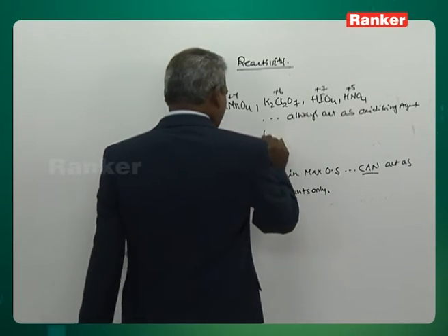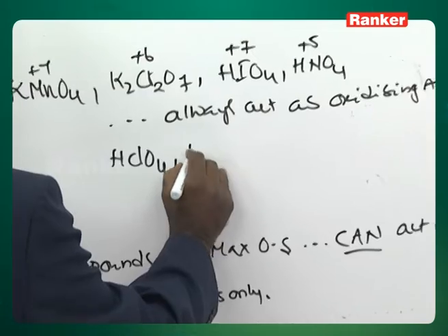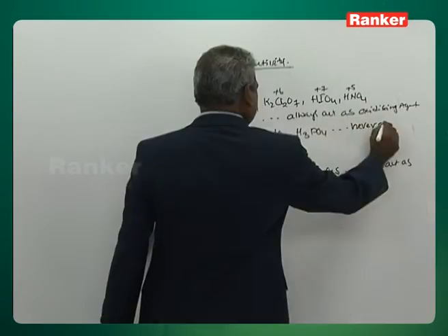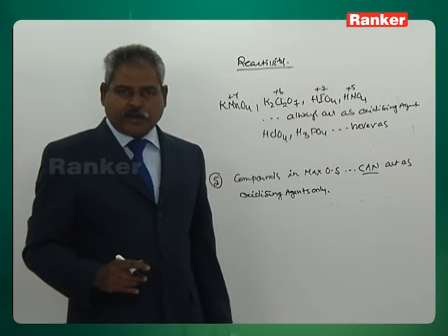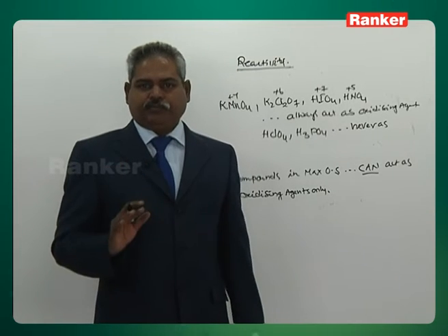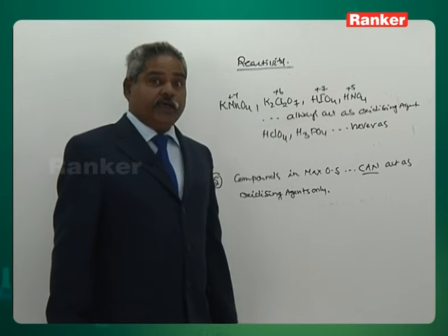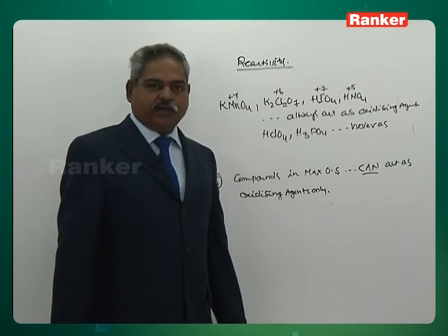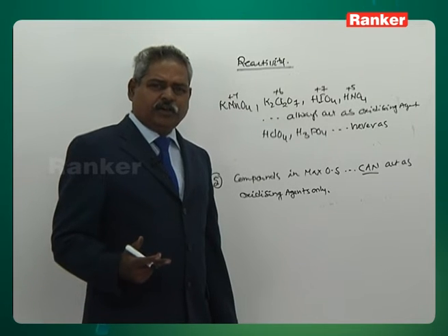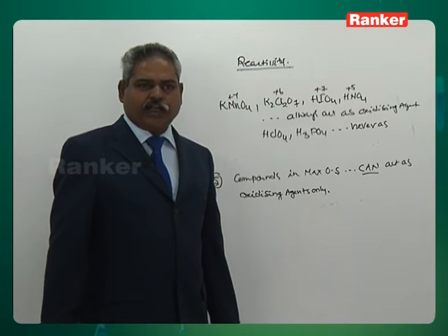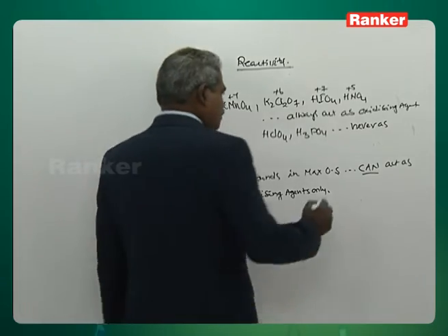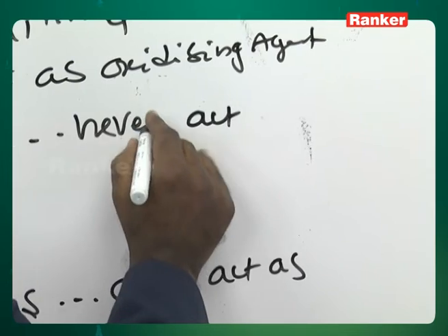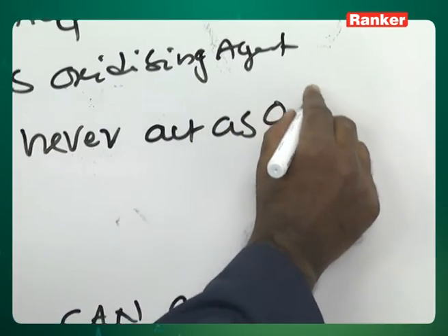And HClO4, H3PO4, they are in their maximum oxidation state. They never act as oxidizing agents. Means they have reached the top and they remain at the top forever. You cannot bring them down easily, in a natural way. Don't tell me, sir, I will heat H3PO4 and anything will happen. When you heat, anything can happen. Don't talk to me about reactions involving high energies. So they never act as oxidizing agents.